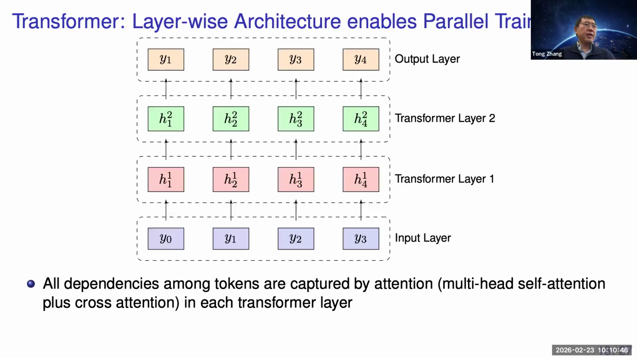All dependencies are captured by attention. That's the key, right? If I remove the attention, then every token just works on itself. The FFN later does not introduce additional dependence between tokens. It just works on specific tokens. But all the dependencies among the tokens in the sequence are just attention.